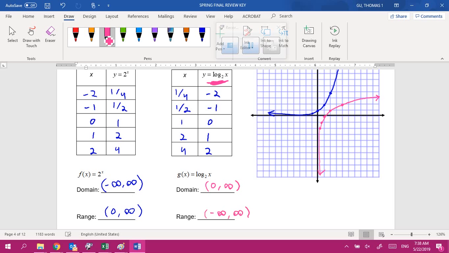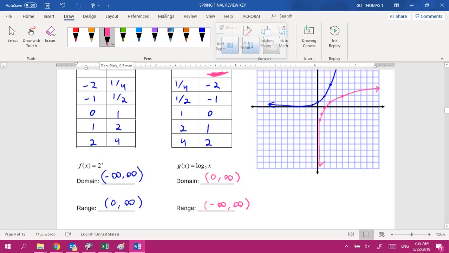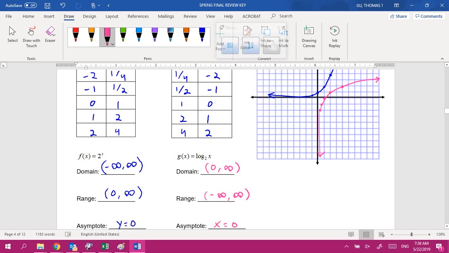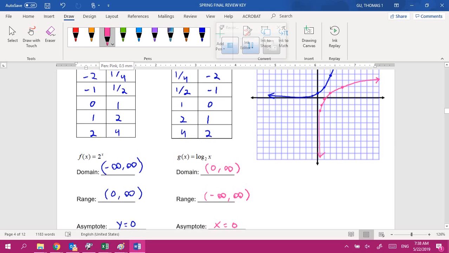Exactly. If I'm switching my x's and the y's, well, domain's x and range is y, so all I have to do is switch my domain and range. Okay, and then what is the asymptote here then? X equals 0. X equals 0, right. Instead of y equals 0, it's going to be x equals 0. That is number 16.